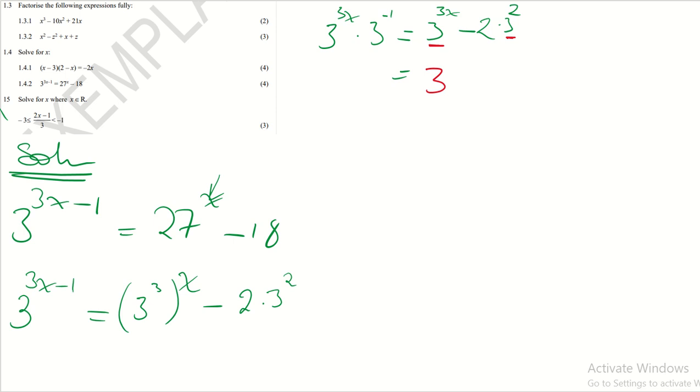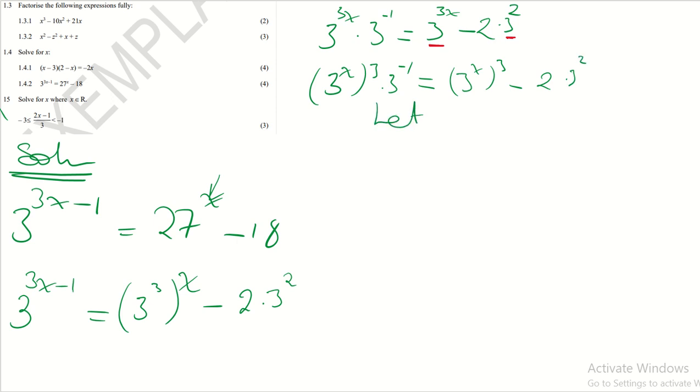If I take out 3, how likely is that? Okay, let me not take out this 3. So what I want to do is rewrite this as 3 to the power x to the power 3 times 3 to the negative 1 equal to 3 to the power x to the power 3 minus 2 times 3 squared.